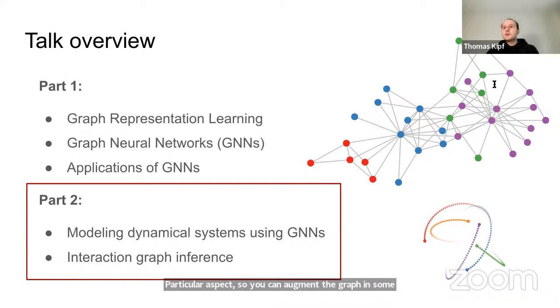So there's also a question about physics-informed graph neural networks. I'll defer that to maybe later, because we're going to talk a little bit about physical systems in the next part of the talk.